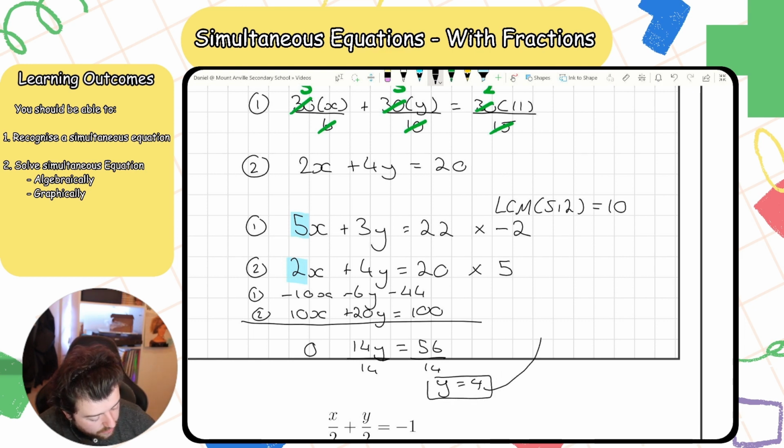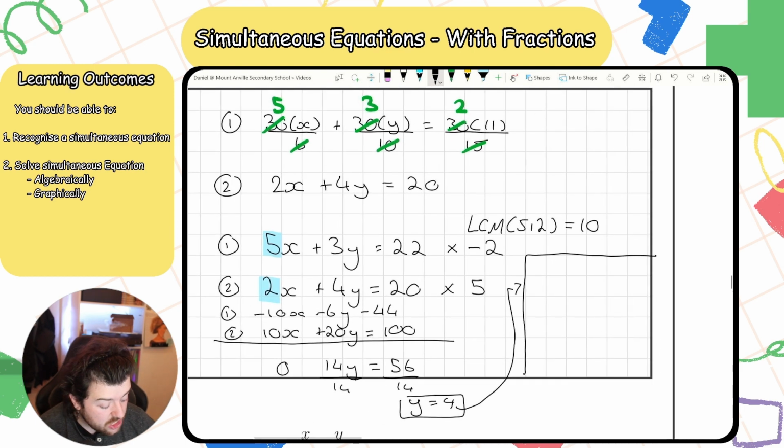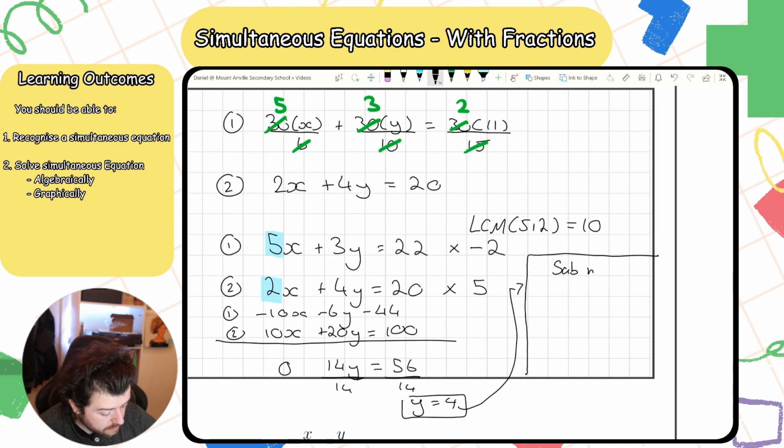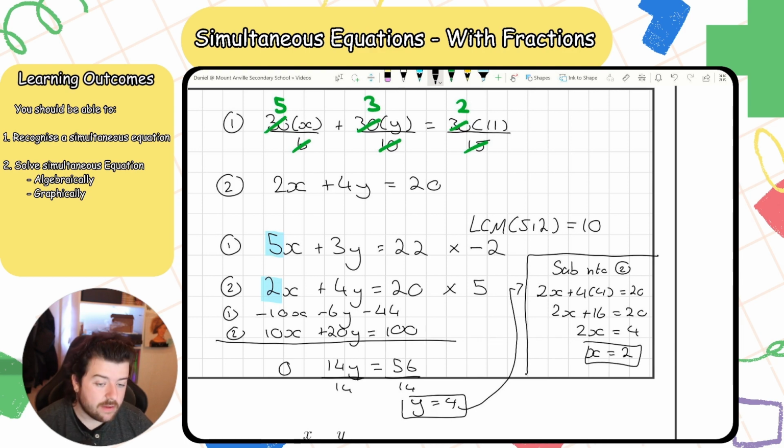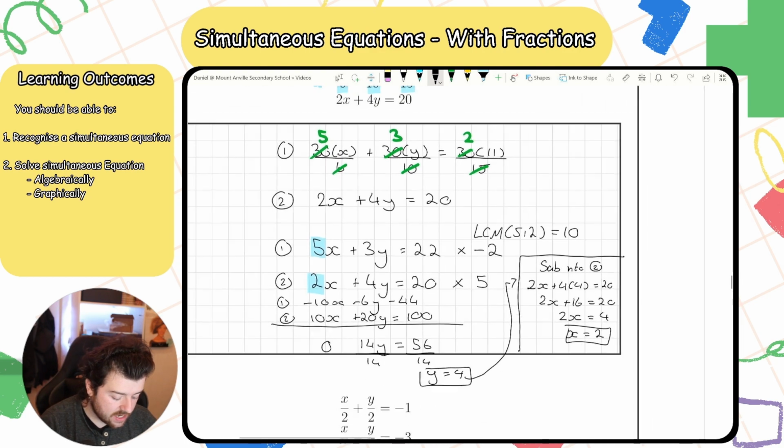So now if y is equal to 4, I'm just going to sub it in to find my x value. I'm going to sub it into equation 2. Doesn't really matter which one you sub it into. I'm just subbing into equation 2 to find what x is. So 2x plus 4 times 4 equals 20. 2x plus 16 equals 20. 2x equals 4. x is going to equal 4 divided by 2, which is 2. And there are my 2 solutions for that.